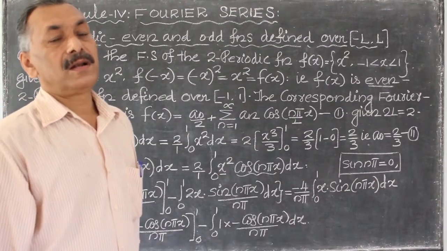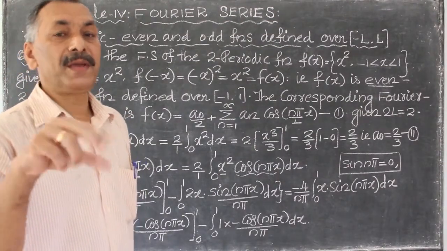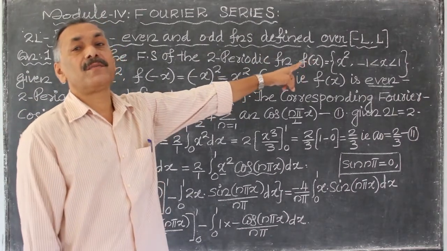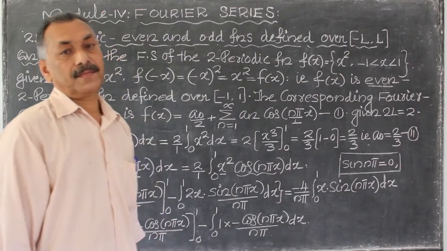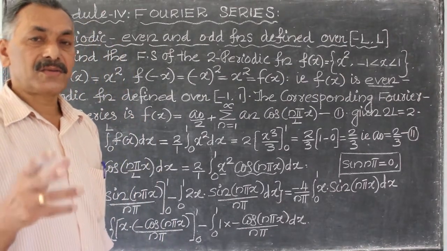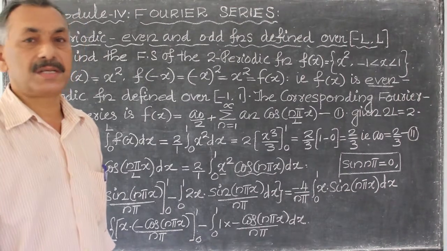Consider an example for the 2l periodic even function defined over the interval minus l to l. If the function is even, the Fourier series is the corresponding Fourier cosine series.